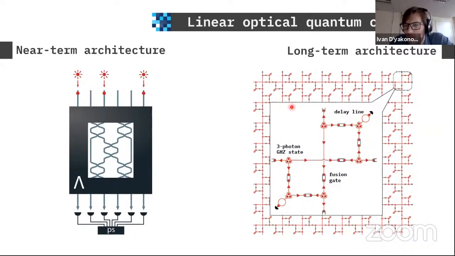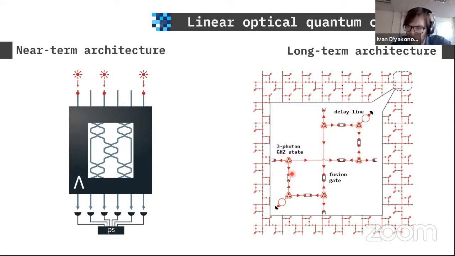Also, the linear optical devices have less decoherence, I think. The photons really do not interact with the environment as strongly compared to the superconducting circuits. And also in this architecture, the problem of losses is solved quite neatly because each photon from this 3-photon GHZ state should traverse only a fixed amount of beam splitting elements.